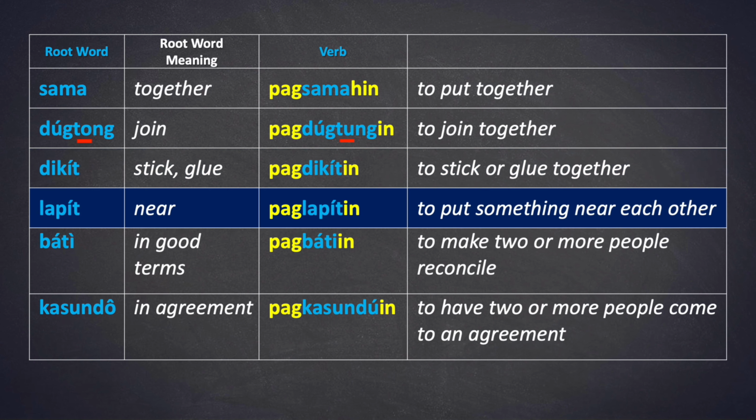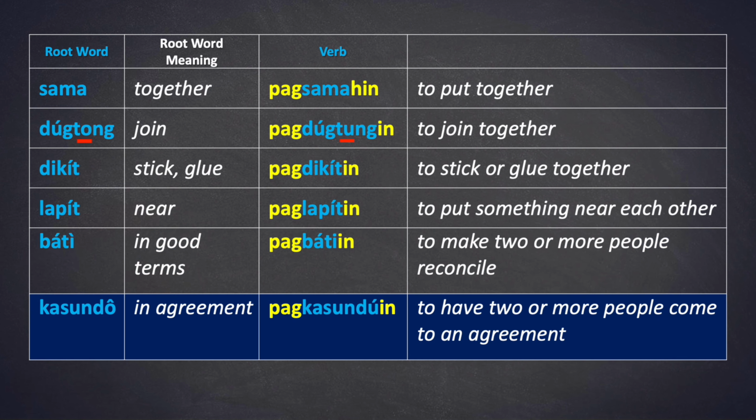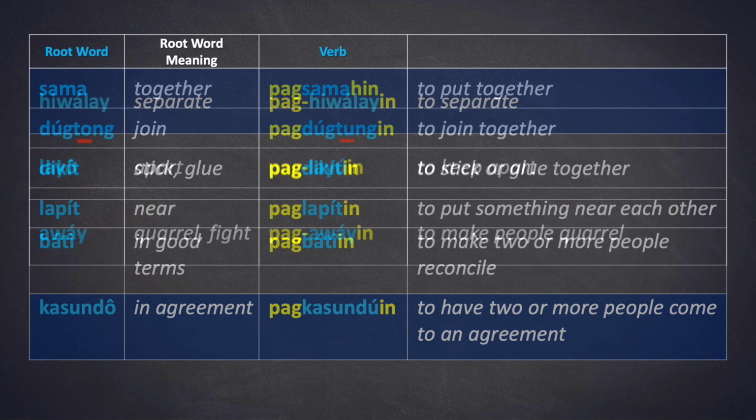Lapit, near. Paglapitin, to put something near each other. Bati, in good terms. Pagbatiin, to make two or more people reconcile. Kasundo, in agreement. Pagkasunduin, to have two or more people come to an agreement. As you can see, these verbs deal with joining things or people together. Now, let's take a look at their opposites.